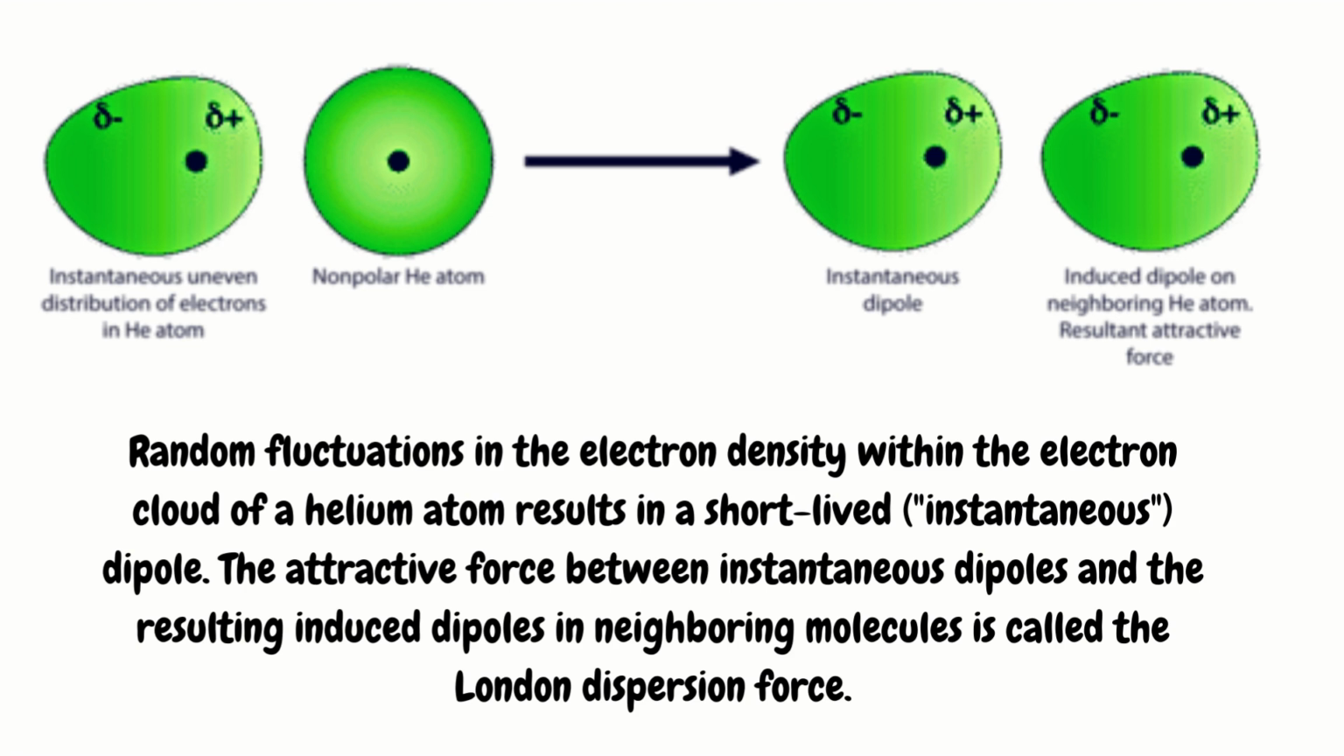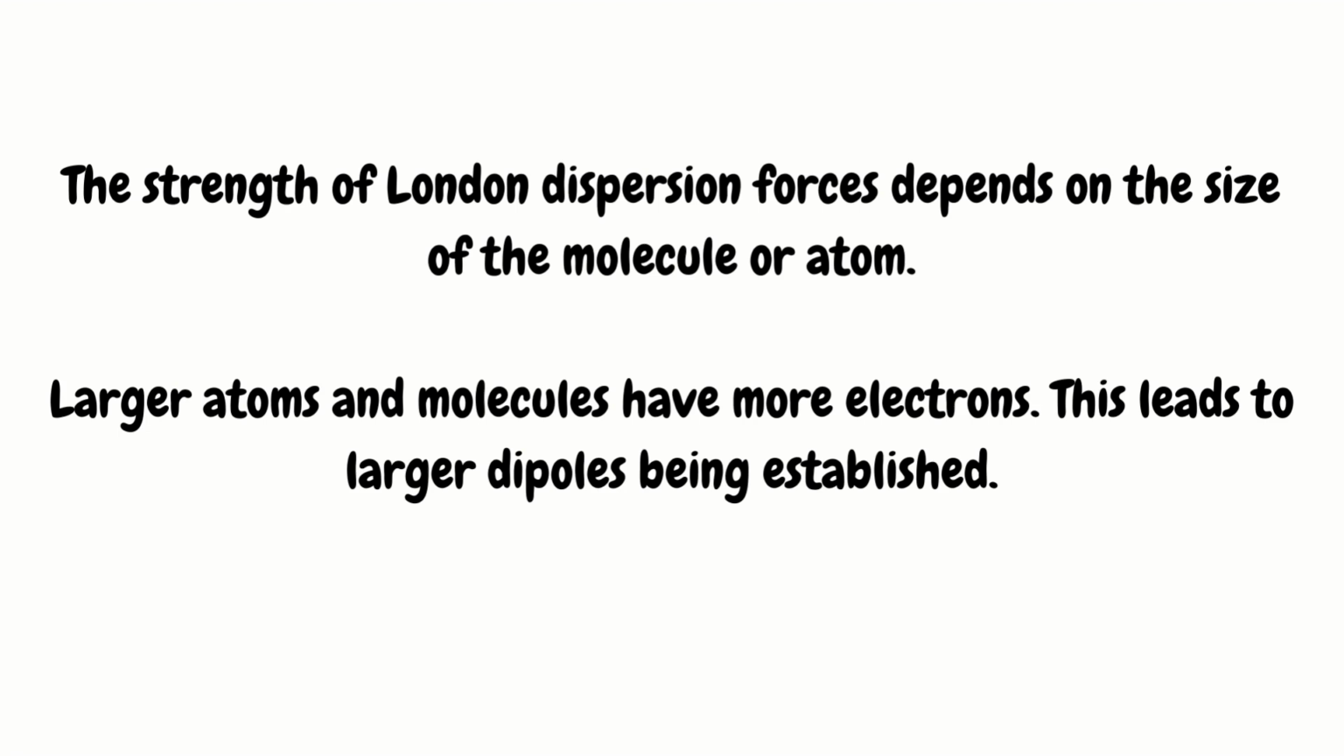As you can see here, random fluctuations in the electron density within the electron cloud of a helium atom result in a short-lived or instantaneous dipole. The attractive force between instantaneous dipoles and the resulting induced dipoles in neighboring molecules is called the London dispersion force. The strength of London dispersion forces depends on the size of the molecule or atom. Larger atoms and molecules have more electrons. This leads to larger dipoles being established.